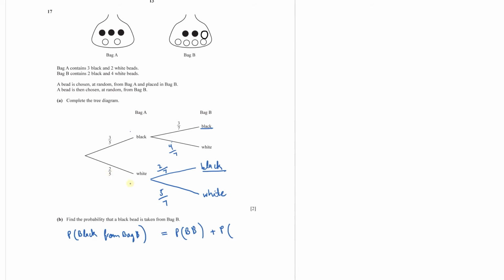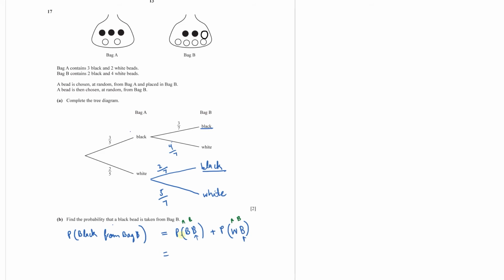a white one from bag A and then a black one from bag B. So this is white black. I'm writing these, these are the bags. So this is bag A, this is bag B, this is bag A, this is bag B. So in both cases, you are ending up with a black bead which is taken from bag B. So in both of these, you have black from this bag B.